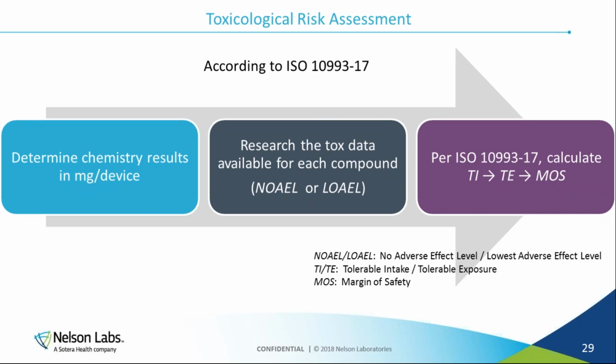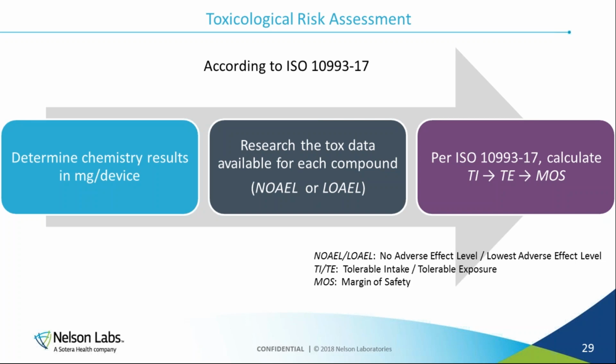And now the toxicologist is going to research the tox data available for each compound. So the toxicologist will look for these NOEL or LOAEL values, the no adverse effect level or lowest adverse effect level. This data is published based on research that was already done. So this is where we eliminate some need to do additional work. We're using what's already available in the databases for us to research.